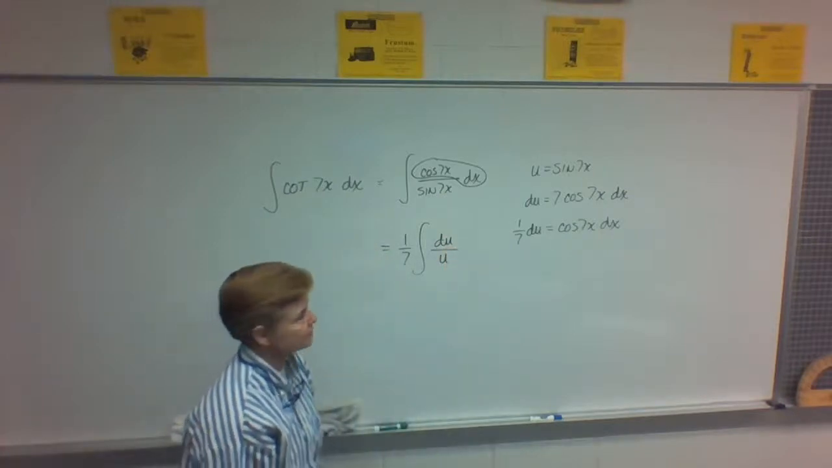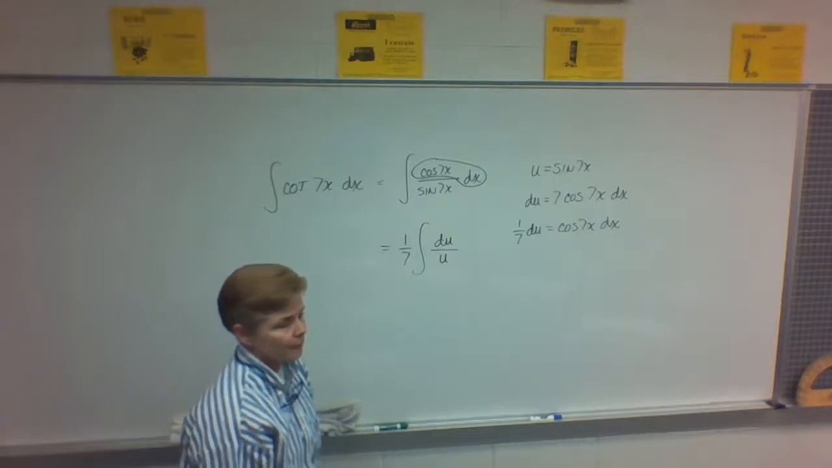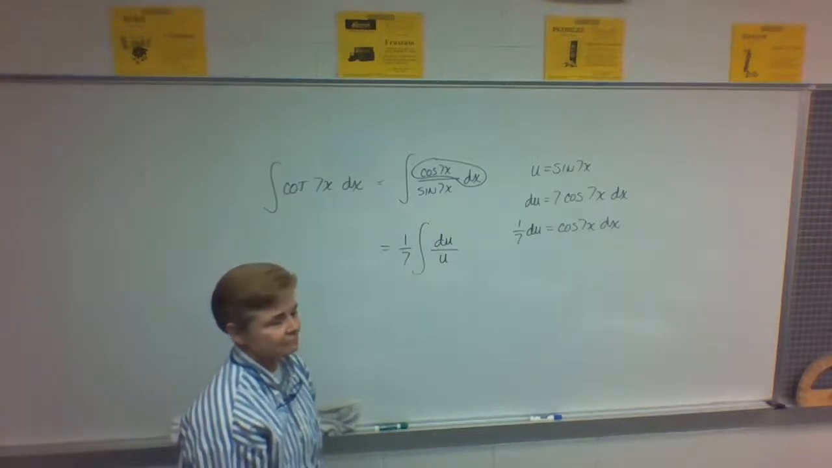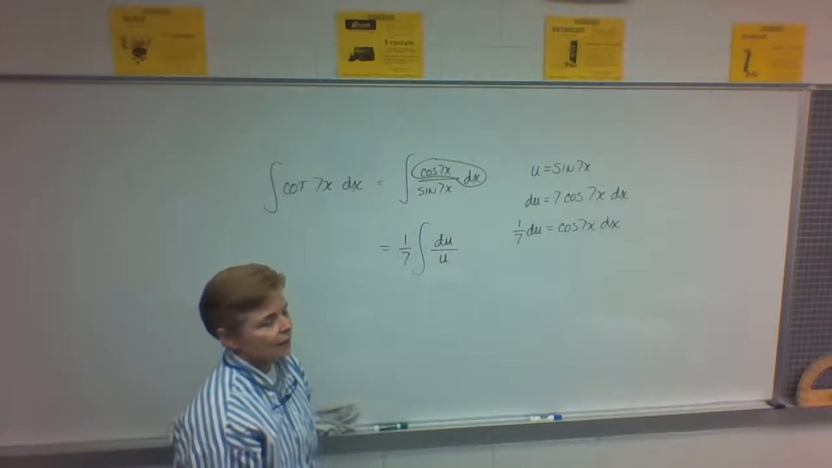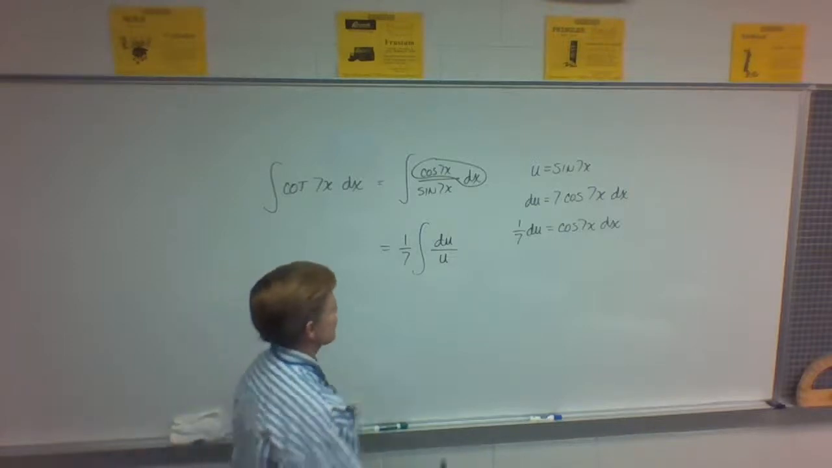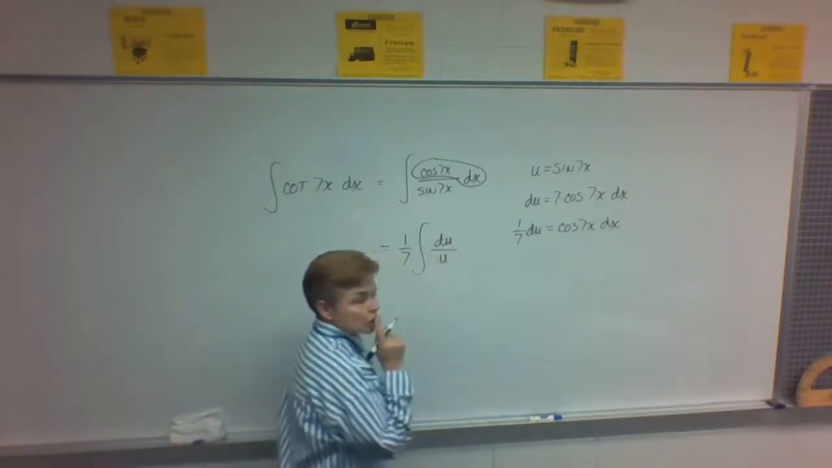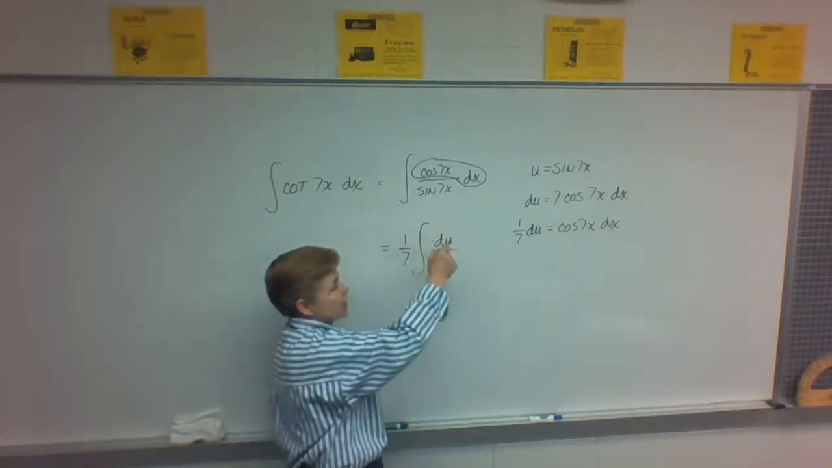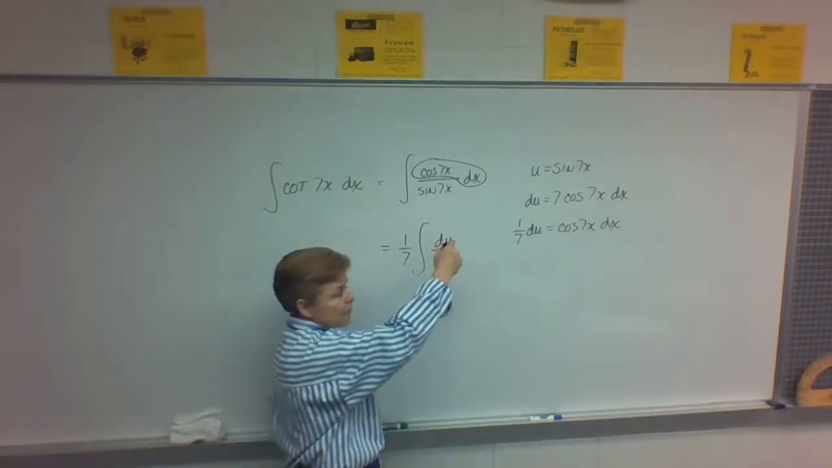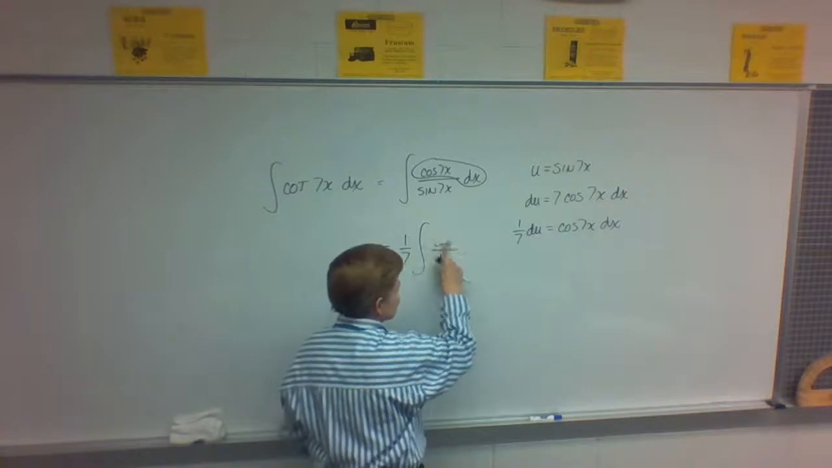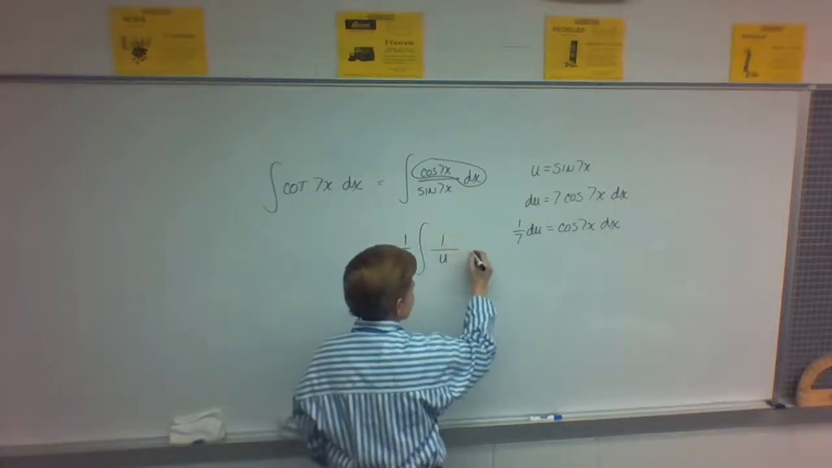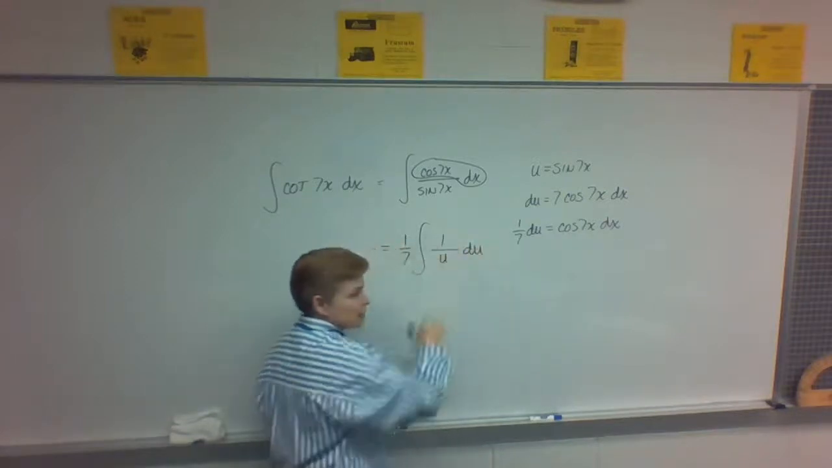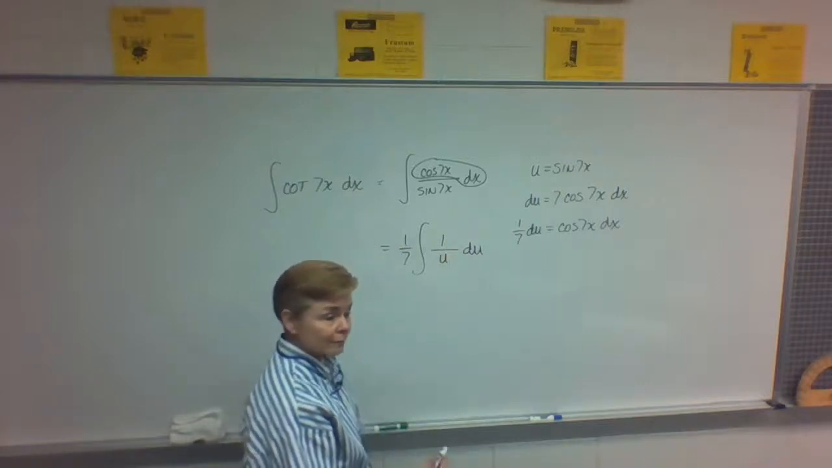Sine 7x is u, which is 1/u, which is u to the -1, which is natural log, which integrates. Thank you, Sam. Do you understand how we got from here to here? Everybody clear? Then I'm going to rewrite this as Sam recommended so that we can recognize it a little better.